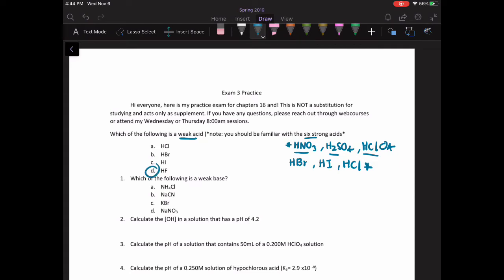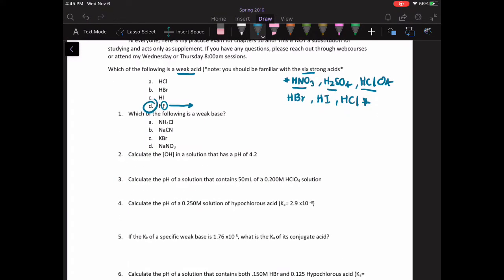Now you might be tempted to think, oh, HF is strong because it's also a halogen. But no, HF is the only halogen acid that's really not strong. Anyways, HF is not strong. It's really electronegative. It holds on to its hydrogen. Anyways. Which of the following is a weak base?